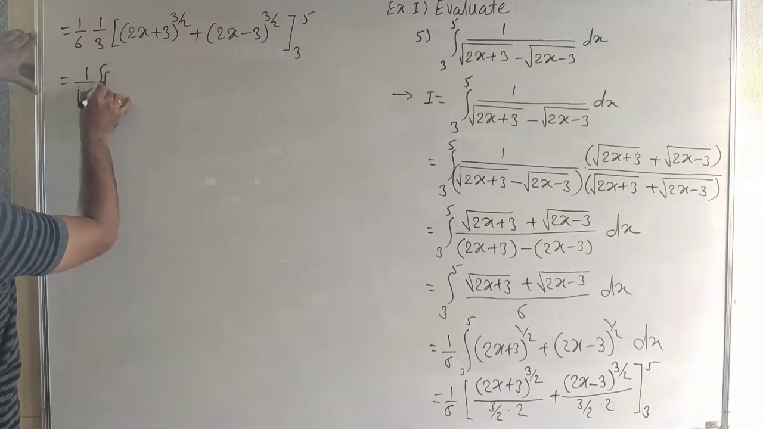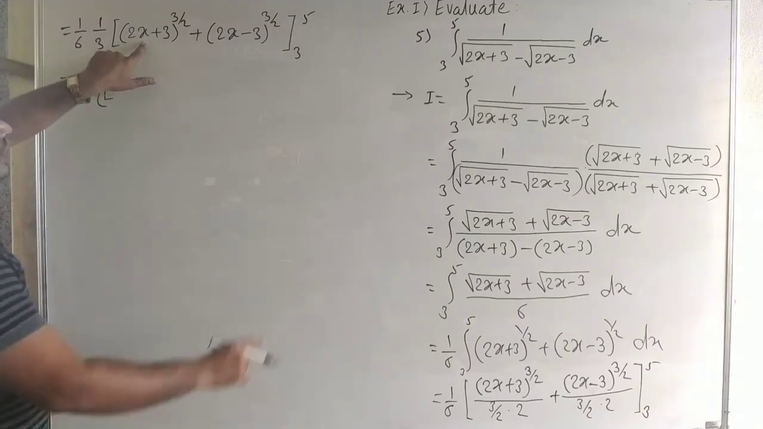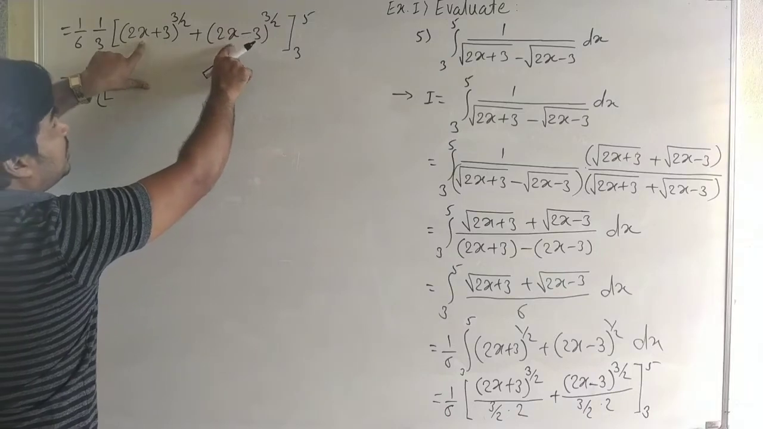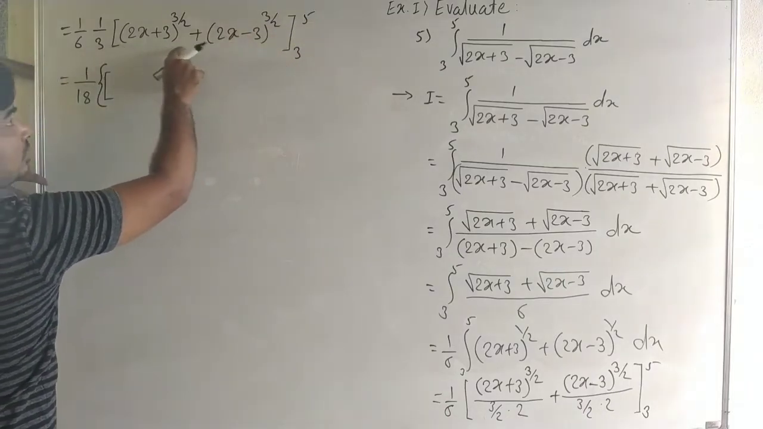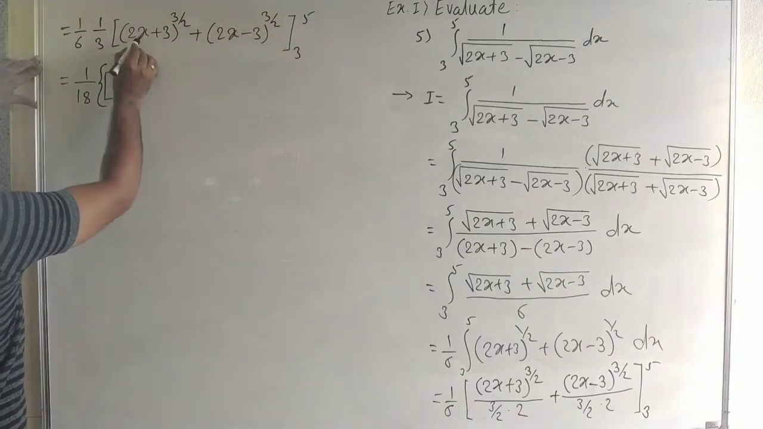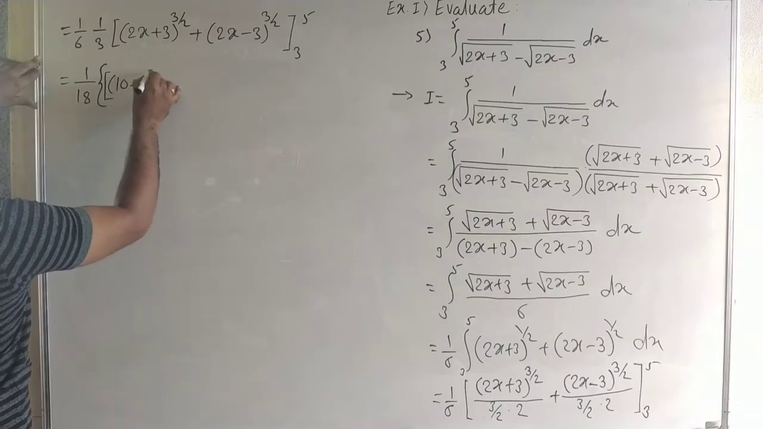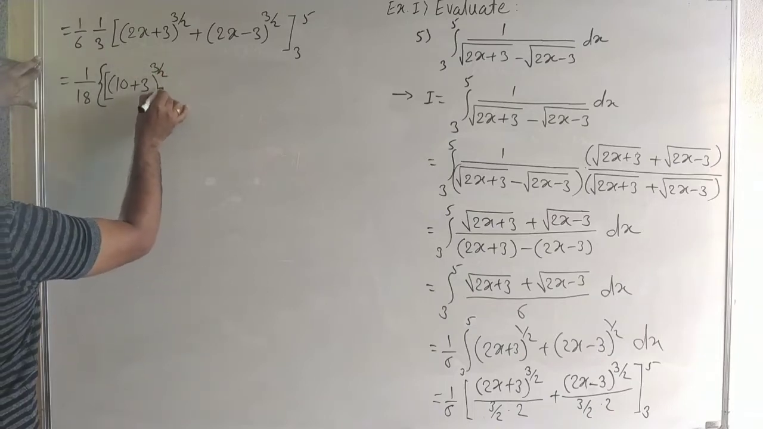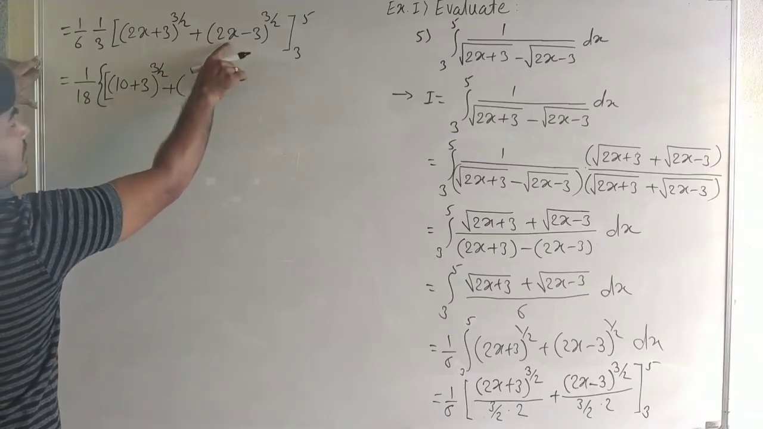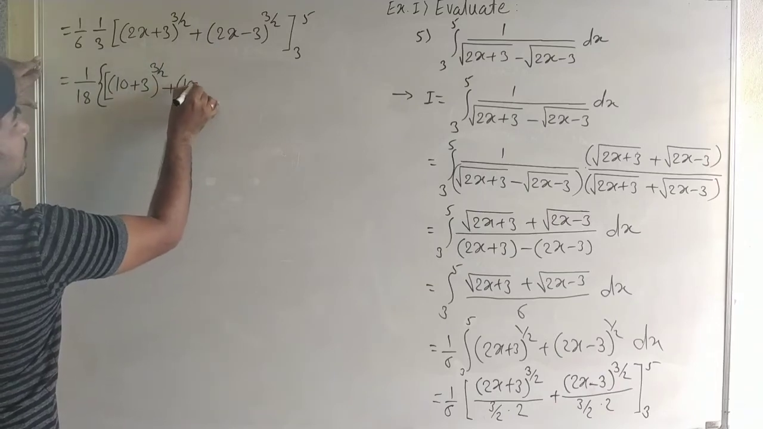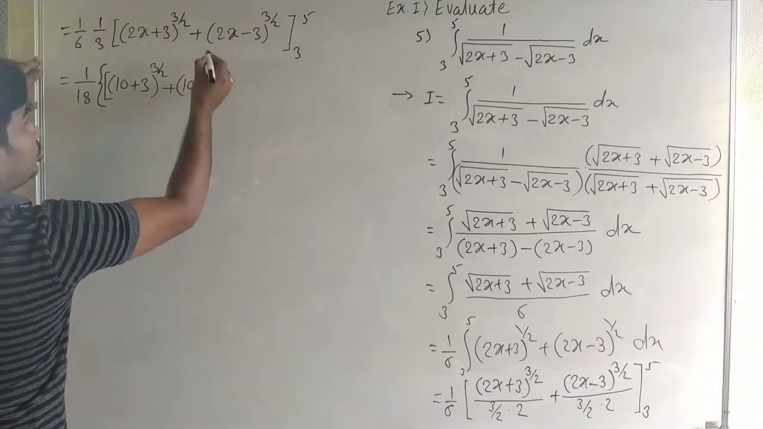First we put the upper limit, that means x is replaced by 5. In all terms x is replaced by 5, so 5 into 2 is 10, 10 plus 3 to the power 3 by 2 plus, again replacing x by 5, again 10 minus 3 to the power 3 by 2.